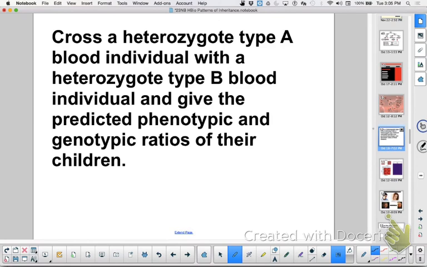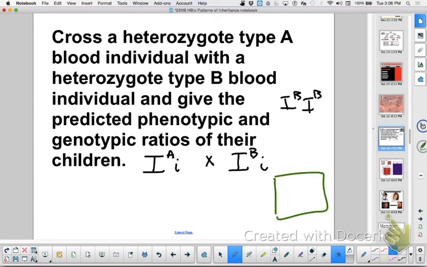Cross a heterozygote type A. How would I write a heterozygote A? Big I A, big I, and little i. That's a heterozygote A. And I'm crossing it with a heterozygote B. How would I write that? Big I B, little i. If it was a homozygote B, it would be like this. So now I'm doing that Punnett square. I have big I A, little i, and big I B, little i. This individual right here would have AB blood. This would be a heterozygote B. This would be a heterozygote A. And this would be a?